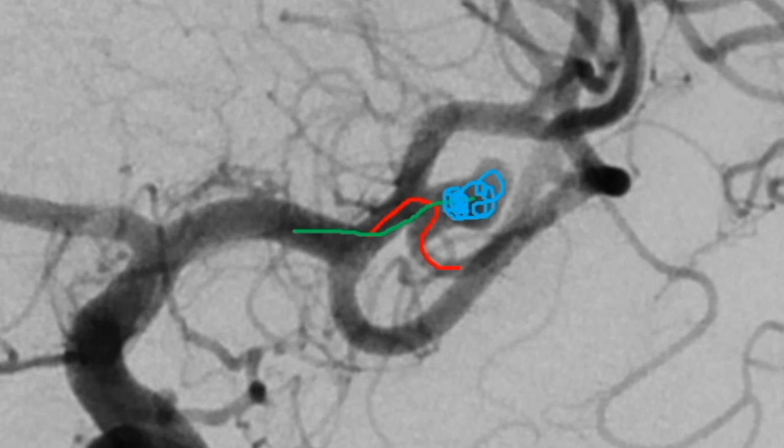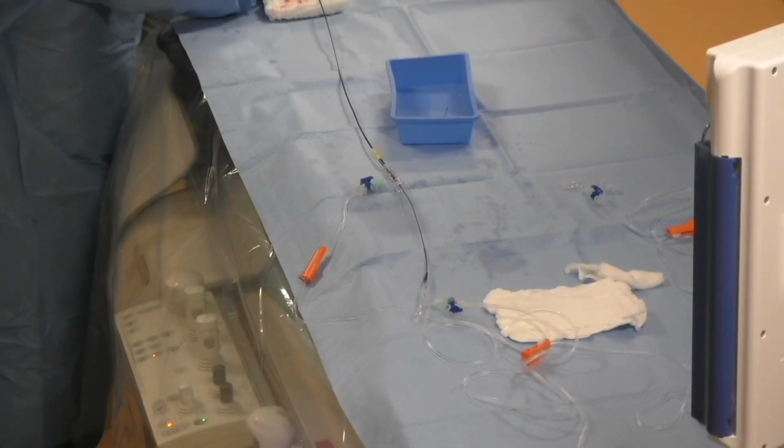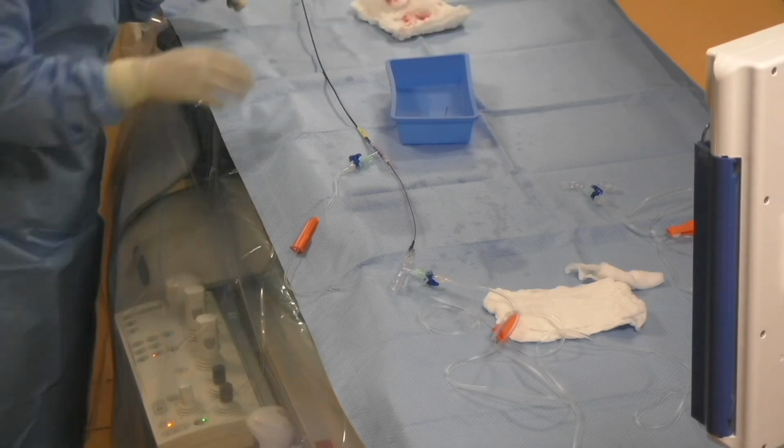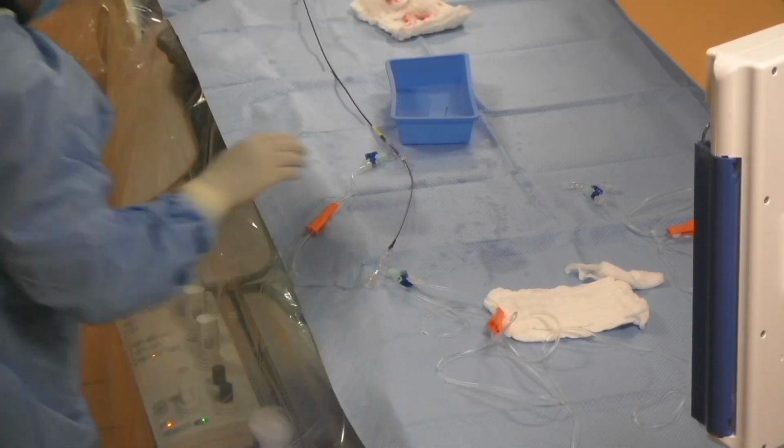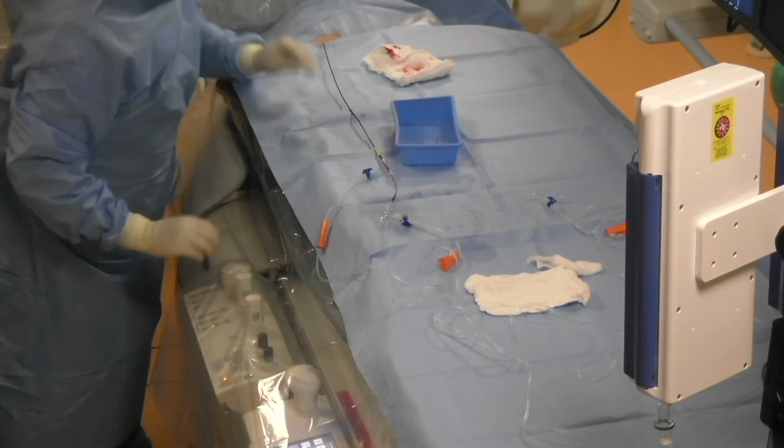Unfortunately, we couldn't perform the intervention just like we've planned, and we couldn't go inside the inferior branch because of this very sharp curve. So we've changed the plan a little bit. And here we go. We put the long sheath Neuron Max with the Select Penumbra catheter in the short femoral sheath and push it in the aorta.